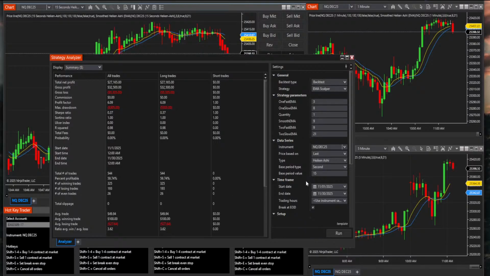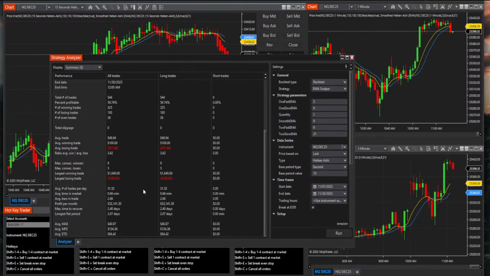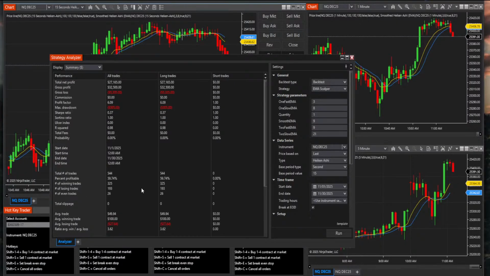But as you can see here, in the month of November, the total number of trades is 544 trades. The average is about 30 trades a day. It did not do that today. In the mornings, that thing trades a bunch of times. It's kind of slow, but we're coming off of a holiday.